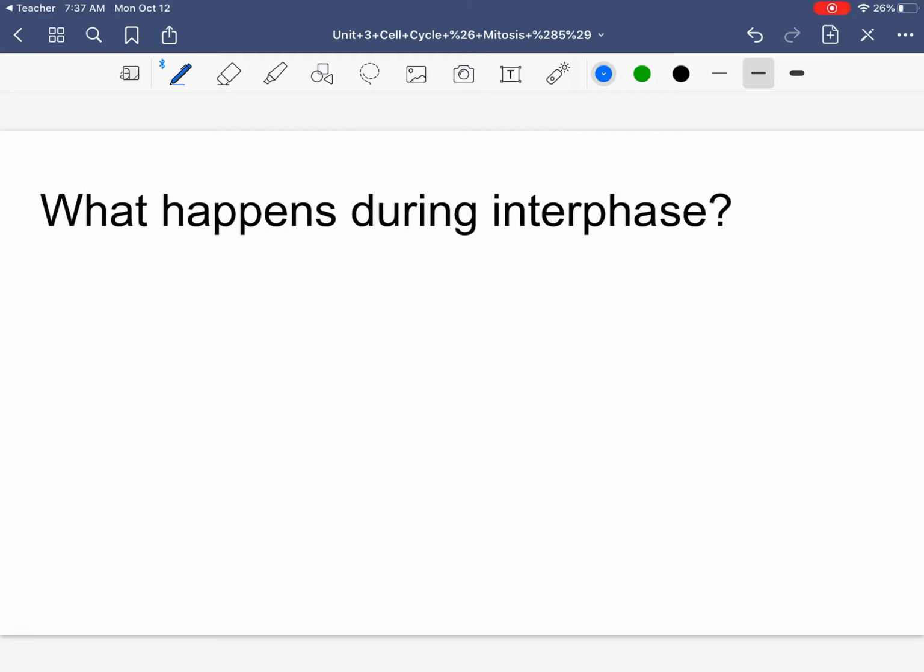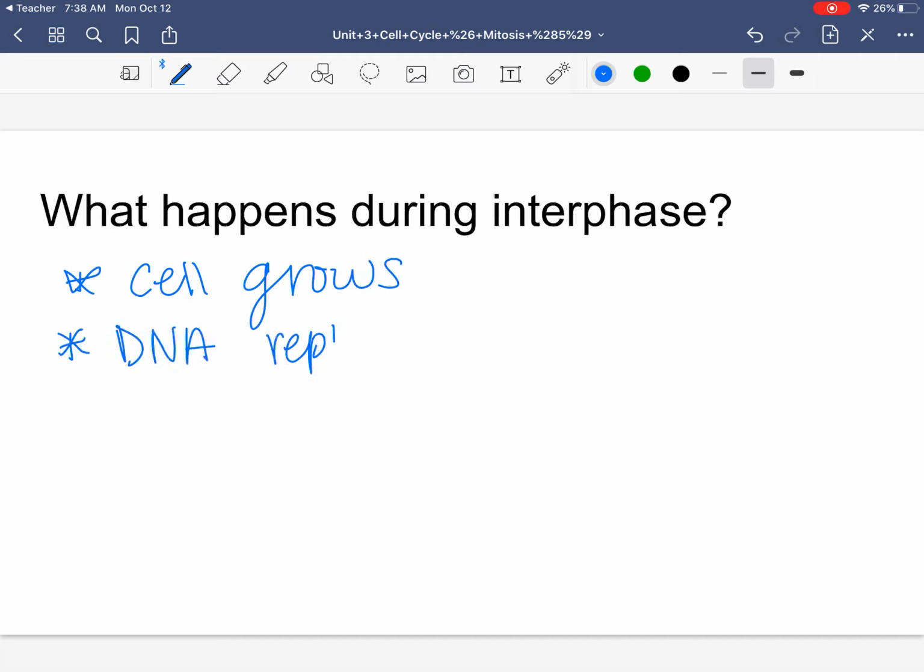So recap of what happens during interphase. Cell grows. DNA replicates. This is key. This is the most important part. Cell gets ready to divide.